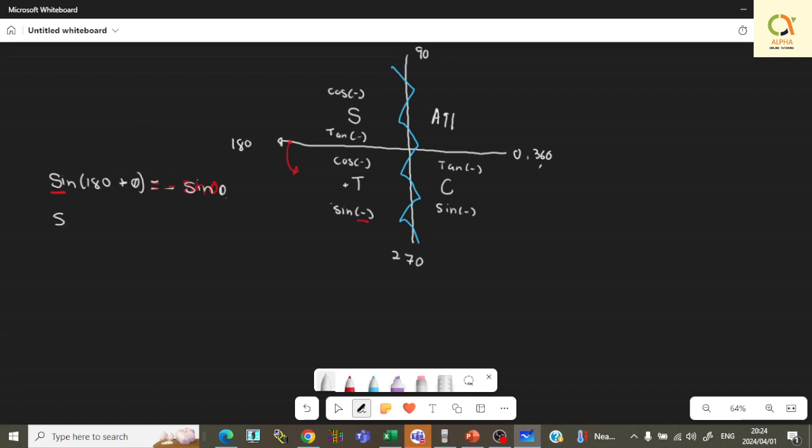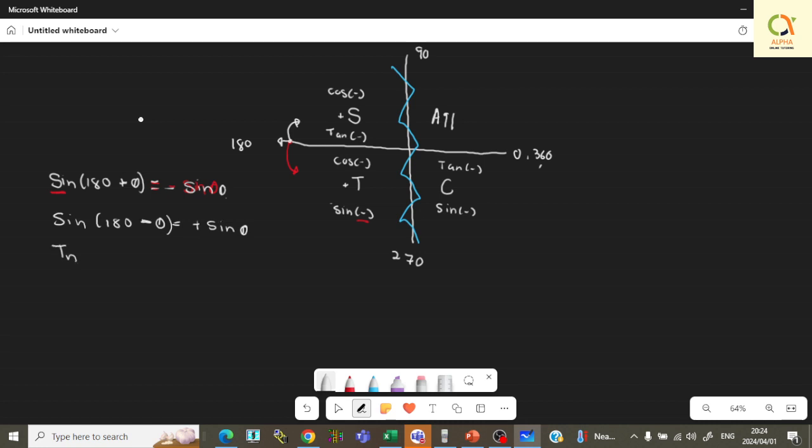Let me just say you are given the sine of 180 minus theta. What I'm going to do there is 180 minus theta will fall under the second quadrant. And in the second quadrant, I can see that sine is positive. So this one is going to be plus the sine of theta. Keep that in mind when you're doing that.